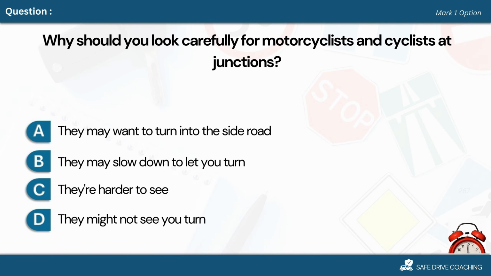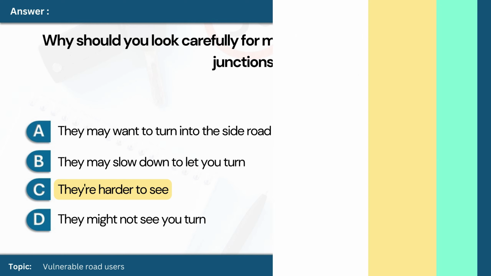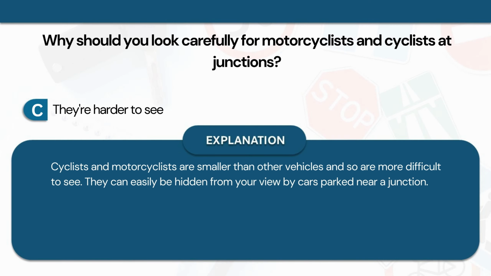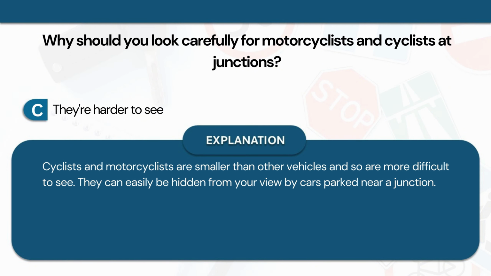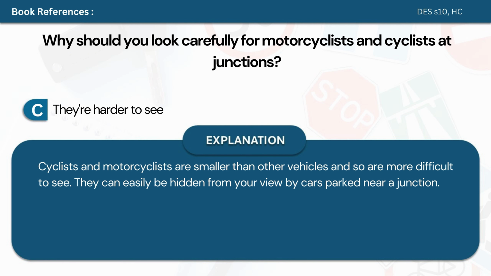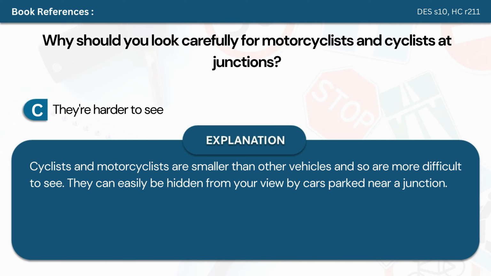The correct answer is C. They're harder to see. Cyclists and motorcyclists are smaller than other vehicles and so are more difficult to see. They can easily be hidden from your view by cars parked near a junction.